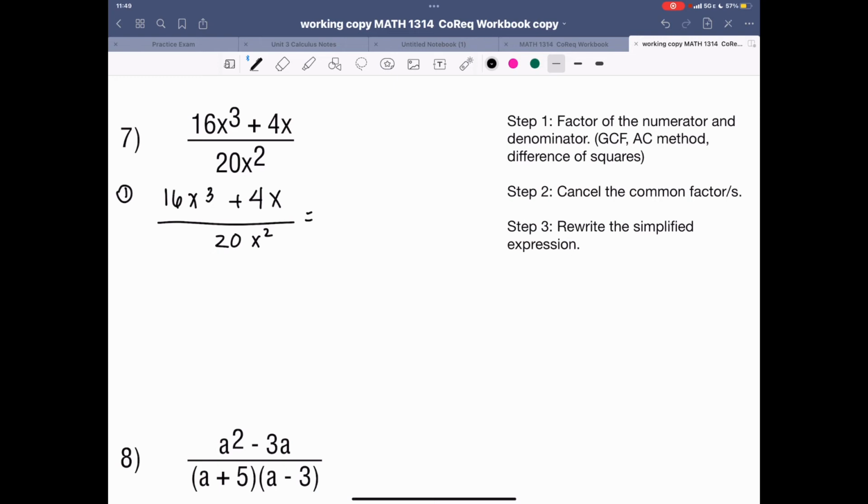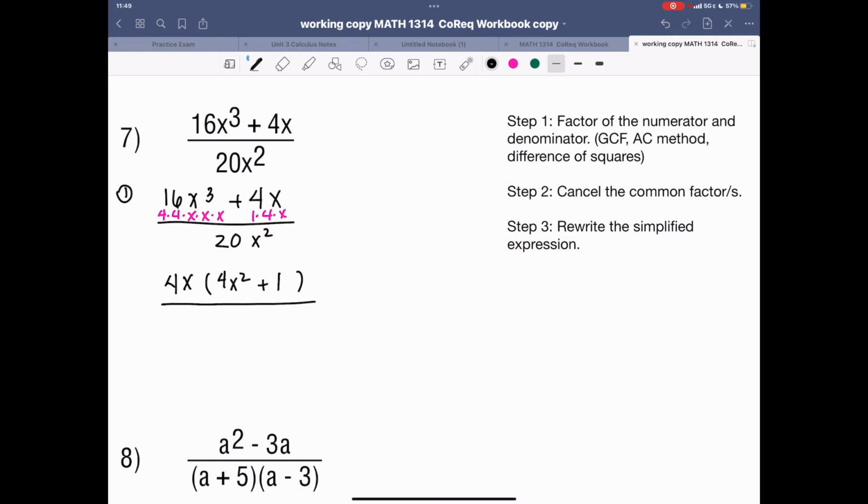So step 1, factor out the numerator. Remember, this is 4 times 4 times x times x times x, and this is 1 times 4 times x. And that means my GCF is going to be 4x. Then in the parentheses, I'm going to put 4x squared plus 1.